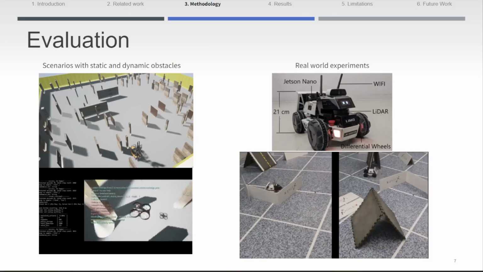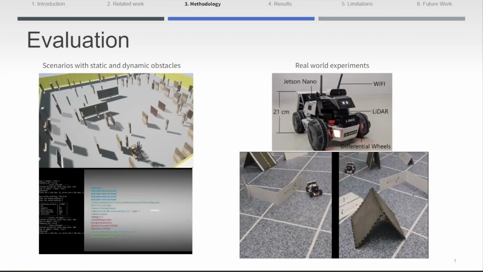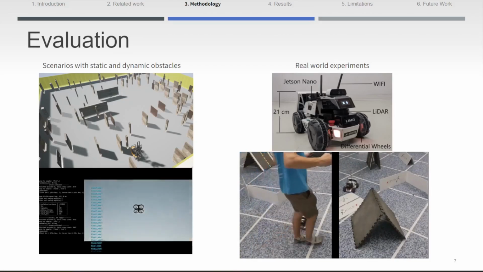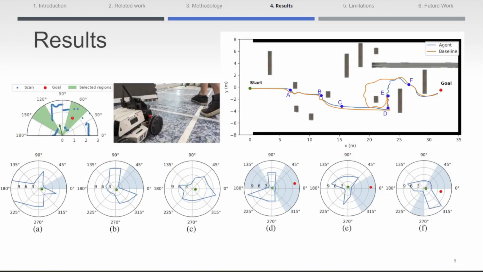We compare our method to the dynamic window approach with a full observation, the potential fields method, a rule-based baseline, and an end-to-end RL method. The results indicate that our method maintains the high performance of classical mapless methods while significantly reducing the processing time of the navigation pipeline. We also analyze the learned strategies of the agent by visualizing its decision-making.